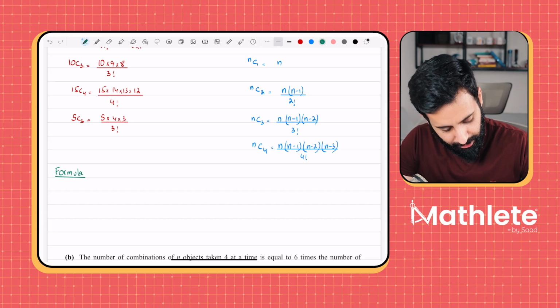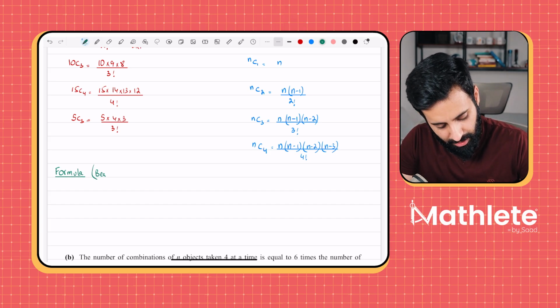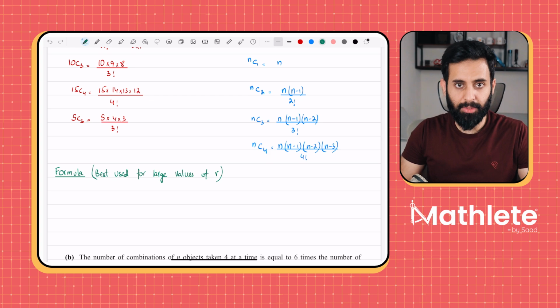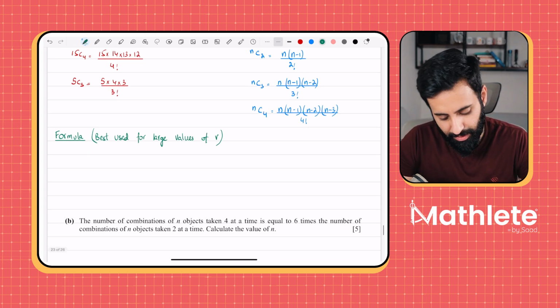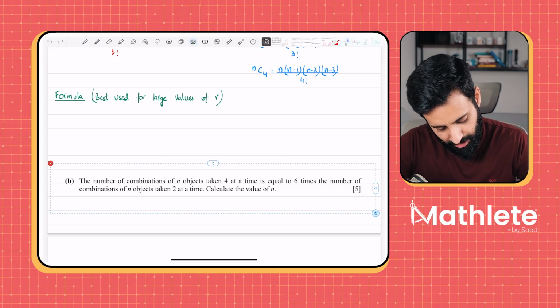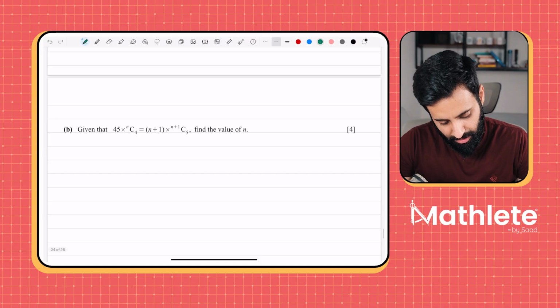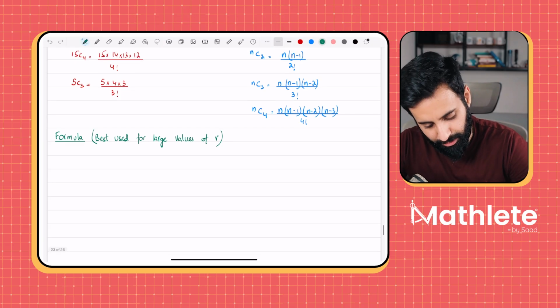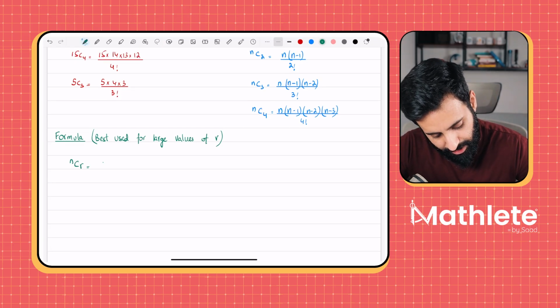But I want you to make a note of one thing, that the formula is best used for large values of R. And I'm going to prove that to you, that you don't always have to rely on the formula. It's best used when you have really large values of R. And what's that formula? Let's cut this question and paste it over here for the time being. What's the formula? Here's the formula. NCR is equal to n factorial over n minus r factorial multiplied by r factorial.